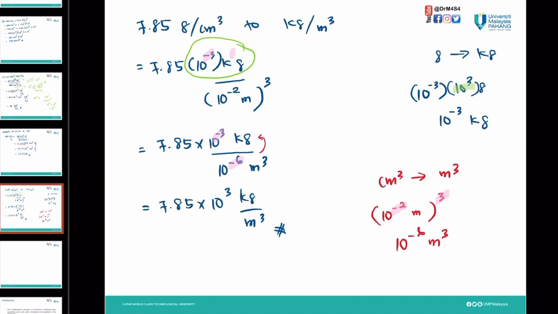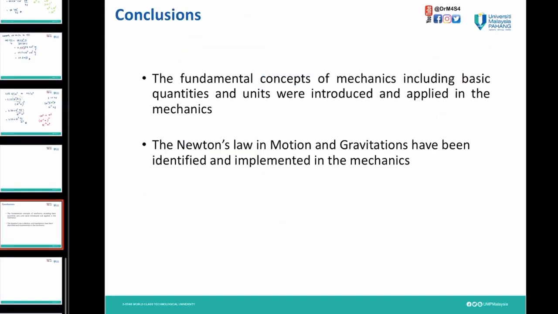Alright, that is enough examples for this chapter. And finally, for the conclusion of this chapter, you know how to use the SI unit and convert into the appropriate prefix. There are more examples in the tutorial. I will divide you into groups, and I will ask which group to do which tutorial.